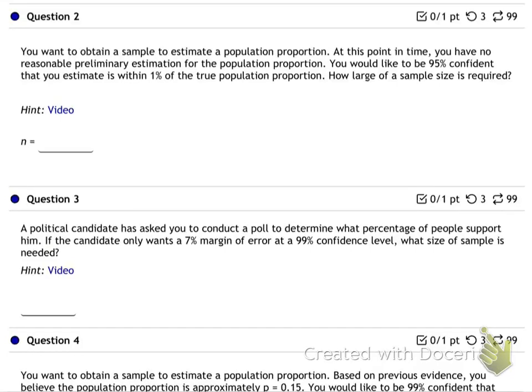All right, so here we go. Question number 2. So we are in 8.3, looking at question number 2. You guys have done a bunch of confidence intervals on your calculators. Now we're going to find sample size. Remember, that's what tonight's all about.